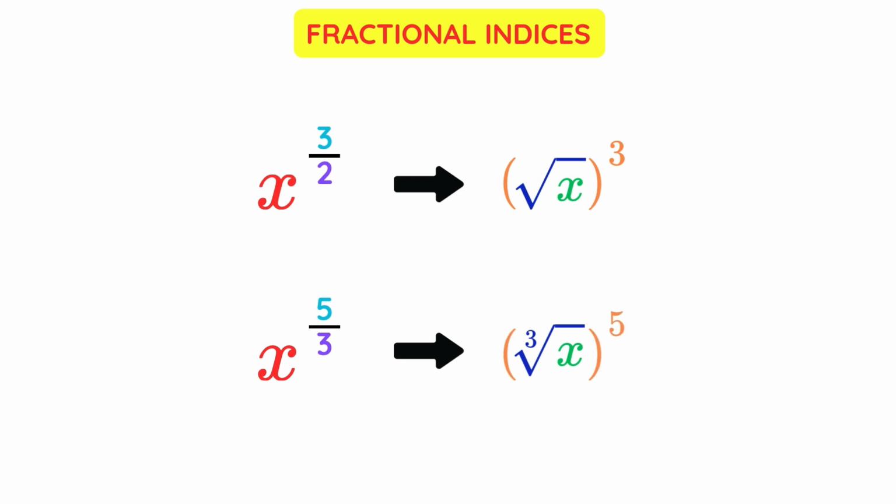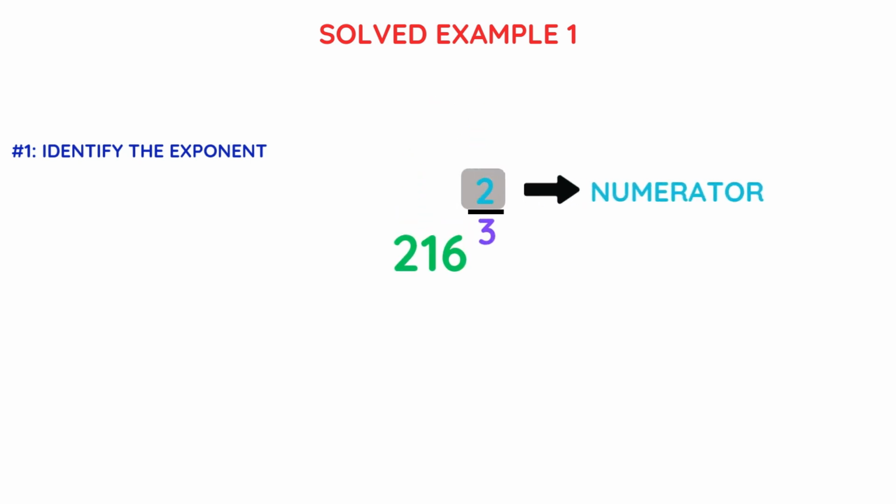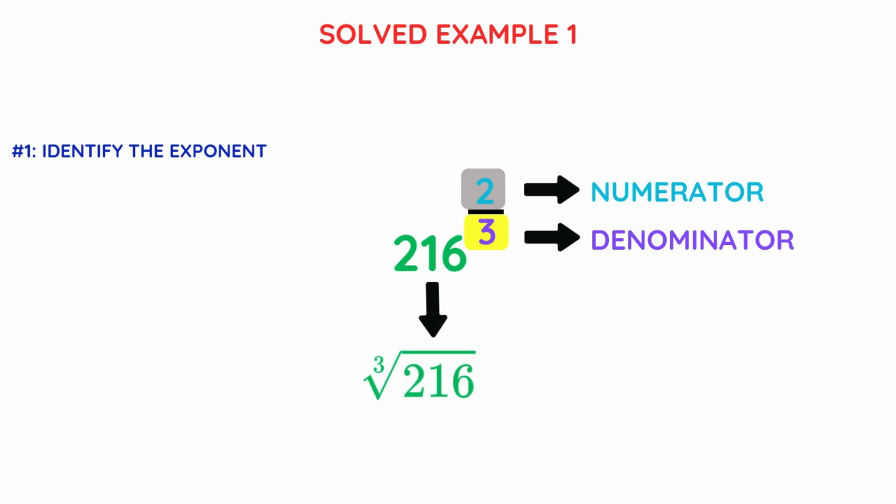Let us now outline the steps to simplify fractional indices. To illustrate this process, let us work through an example. Consider 216 to the power of 2 over 3. First, identify the exponent. The numerator is 2 and the denominator is 3. You can rewrite this as the cube root of 216, all raised to the power of 2.